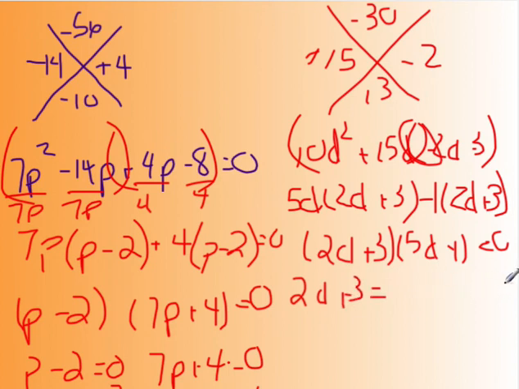When you solve those, you end up getting that d is equal to negative 3/2 and 1/5. Again, you can use the quadratic formula to solve this if you so choose.